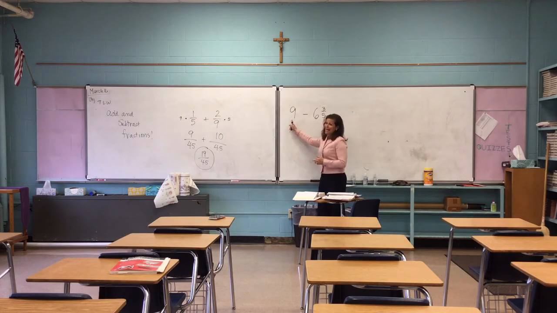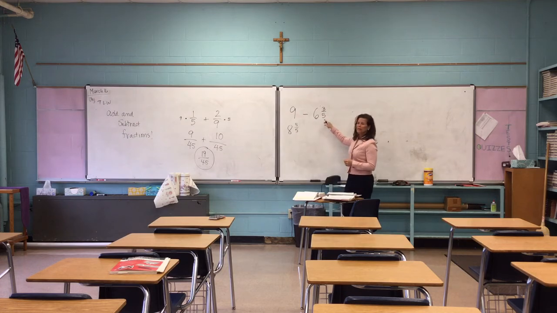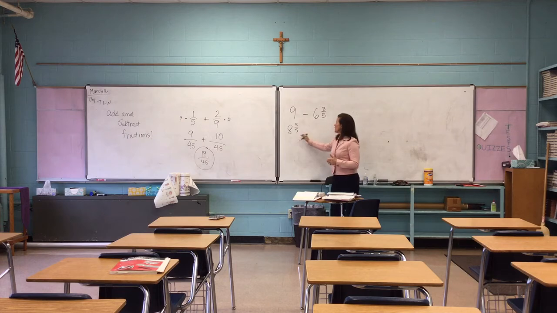You could rewrite 9 as 8 5/5. Why did I choose fifths? Because my other number, its denominator, is a fifth. And because when I add and subtract fractions, I want to have common denominators. So I could do that.